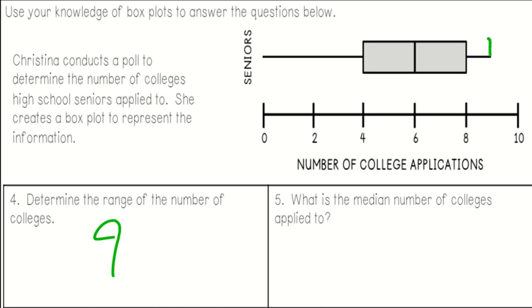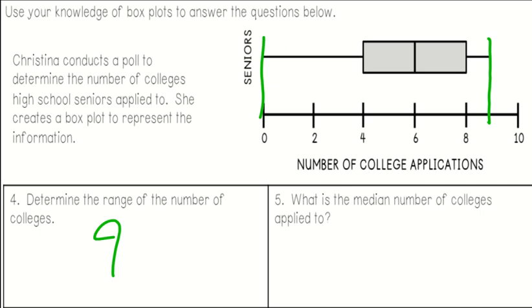Our maximum right here, it's going to be between 8 and 10. What's between 8 and 10? 9. And this is talking about college applications. You can't apply to like half of a college, so they got to be the whole numbers. And then down here, we got 0. So 9 minus 0 gives us a range of 9.